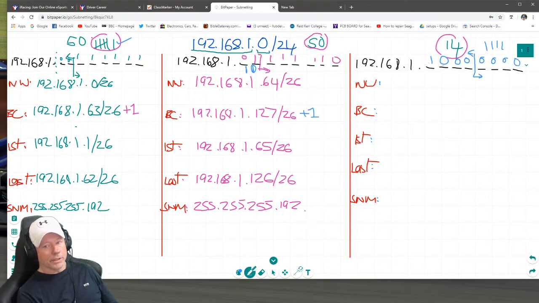Now you look at that binary number and tell me what that value is. 1, 0, 0, 0, 0, 0, 0, 0. The binary number is 128. Oh, look at that. Would you believe it? It's the same as 127 plus 1, 128. Let's write that down as our first network address. 192.168.1.128.